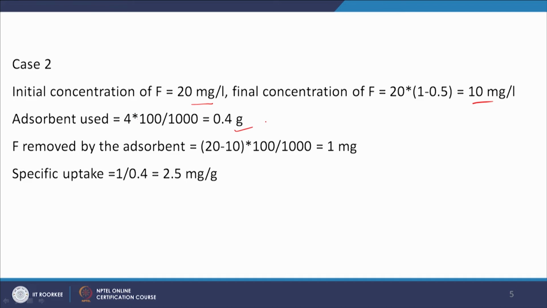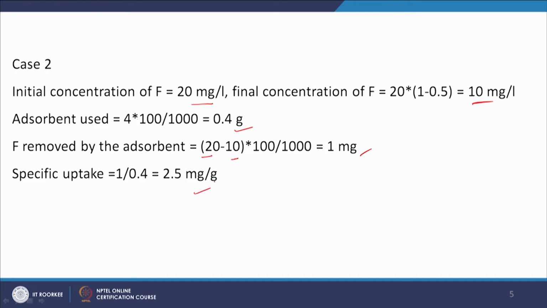So, that is 0.4 gram. And the fluoride removed by the adsorbent is equal to 20 initial and finally available 10. So, removed is 20 minus 10, and that is taken up by the adsorbent. So, this is divided by 1000 into 100, that is equal to 1 mg. So, 1 mg fluoride is taken up by 0.4 gram of adsorbent. So, what is the specific uptake? Here 1 divided by 0.4 is equal to 2.5 mg per gram.